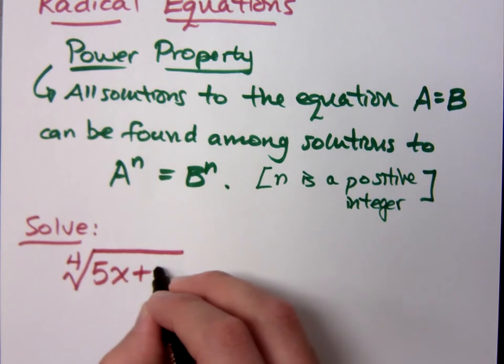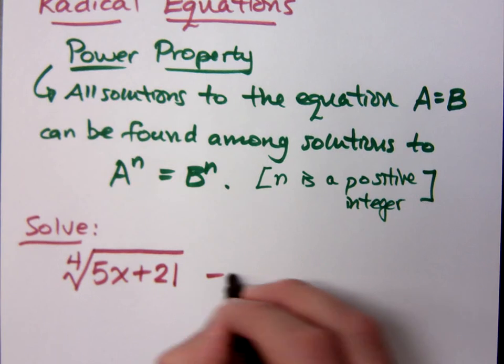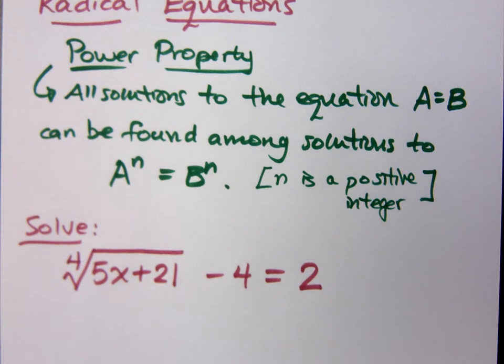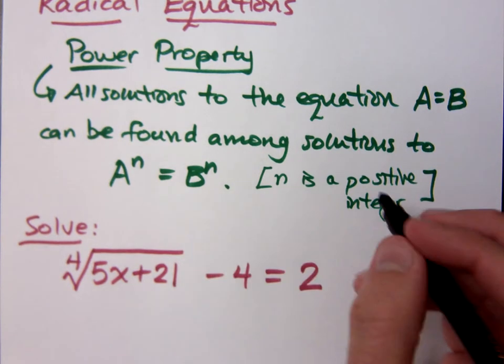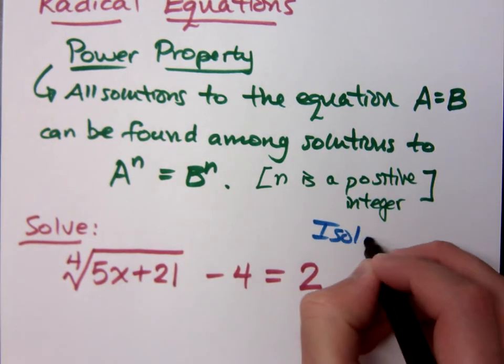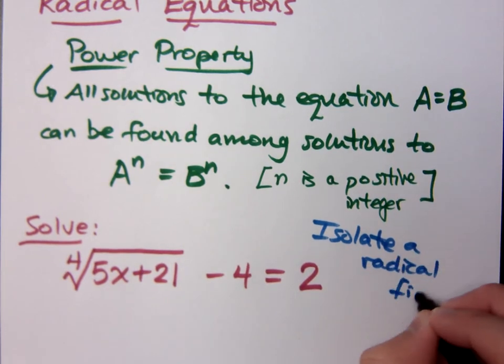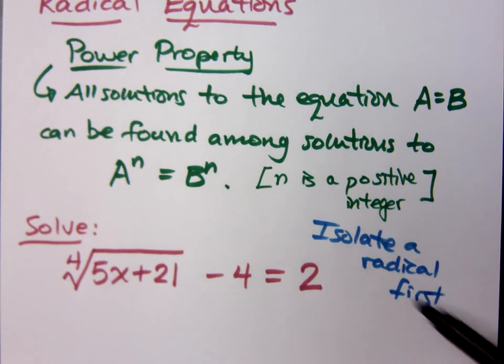So, for example, if I have the fourth root of 5x plus 21 minus 4 is equal to 2. This power property says I can raise both sides to the appropriate power if that's going to help me out. But there's one thing we have to be very, very careful about. We must always remember this: isolate a radical first. If you don't isolate, then you won't be able to use the power property correctly.